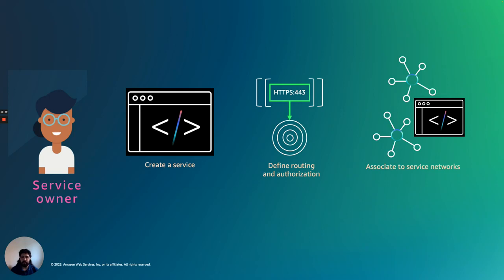You can also apply access controls and choose how you want your metrics and logs delivered via CloudWatch, S3, and Kinesis Data Firehose. If you need to perform any advanced request level routing for HTTP and gRPC requests, you can configure listeners, rules, and target groups, similar to an Application Load Balancer. And lastly, once you have created your service, you can associate it with one or more service networks.